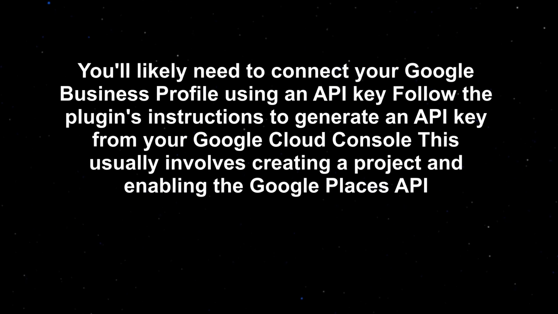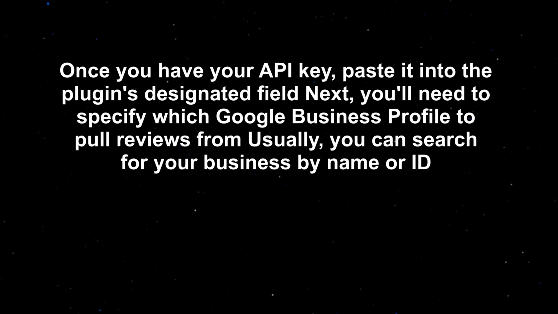You'll likely need to connect your Google business profile using an API key. Follow the plugin's instructions to generate an API key from your Google Cloud Console. This usually involves creating a project and enabling the Google Places API. Once you have your API key, paste it into the plugin's designated field. Next, you'll need to specify which Google business profile to pull reviews from. Usually, you can search for your business by name or ID.